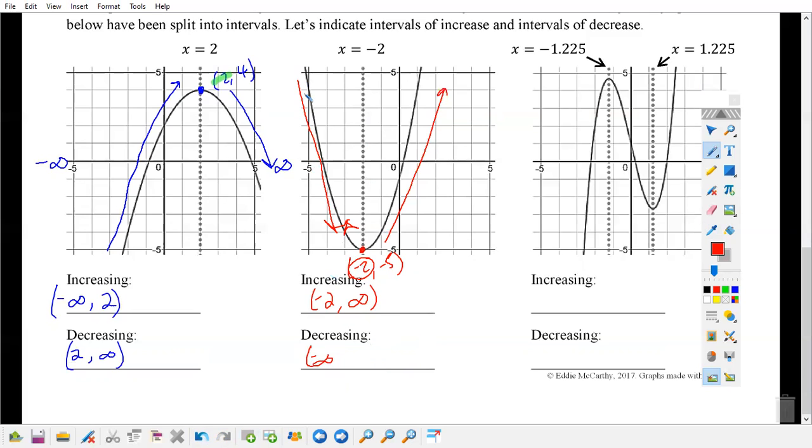And so that's why, again, it's all about reading from left to right. So I'm decreasing on the left side now. I'm not increasing. I'm going down. Okay, so from negative infinity to -2, how do we feel?